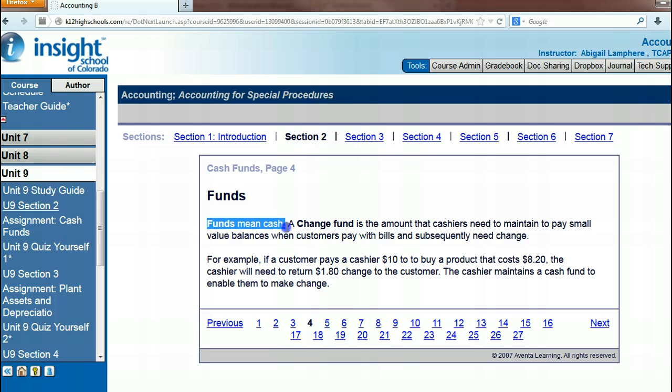Funds means cash, so keep that in mind. A change fund is the amount that the cashiers need to maintain to pay small value balances when customers pay with bills and subsequently need change. So again, the change fund is what we keep in our cash register so that if someone pays $10 for an item that costs $8.20, we can give them $1.80 in change.